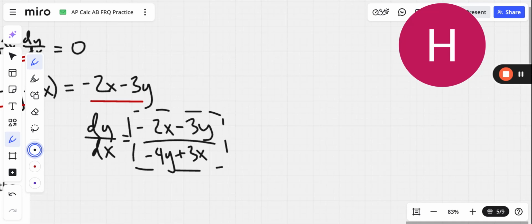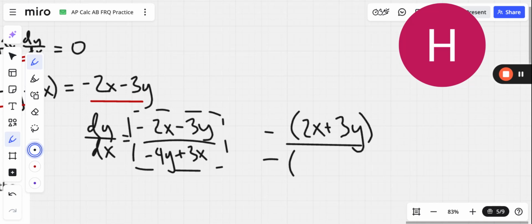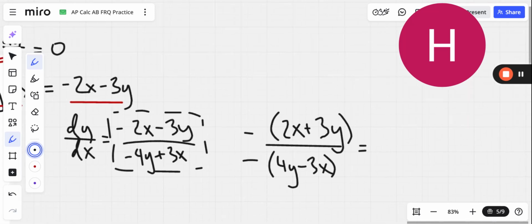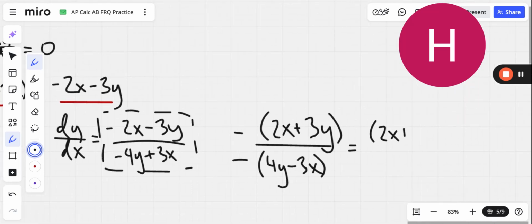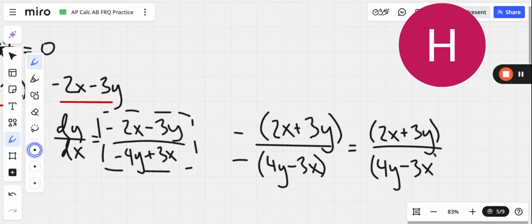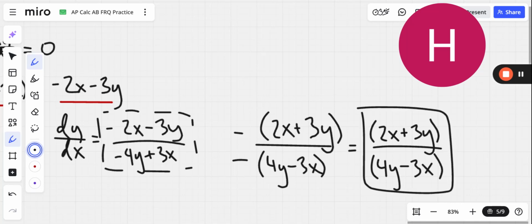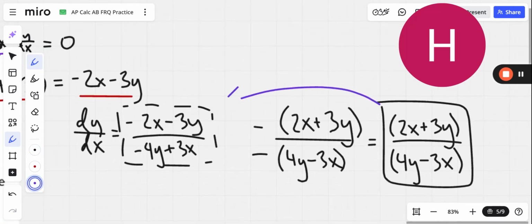So you could possibly have the negative factored out of this 2x plus 3y, and then have the negative factored out, and this would be 4y minus 3x. And so it's possible one of the answer choices on a multiple choice exam for the dy dx, the slope of the tangent line to this curve, they would write the answer choice like this, and this would be the correct answer. These are equivalent.